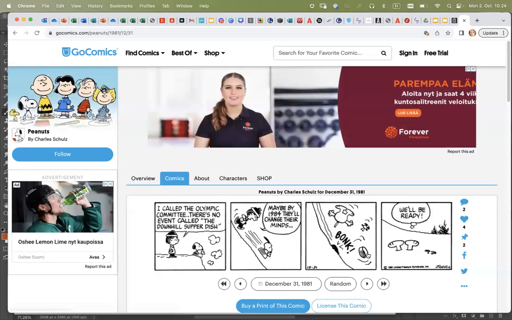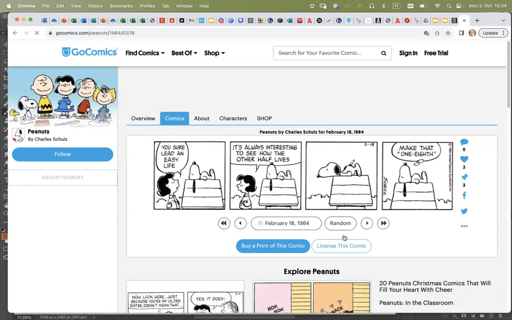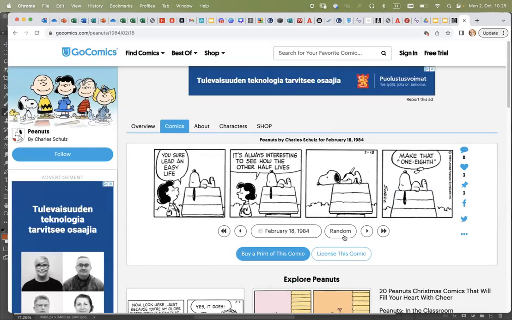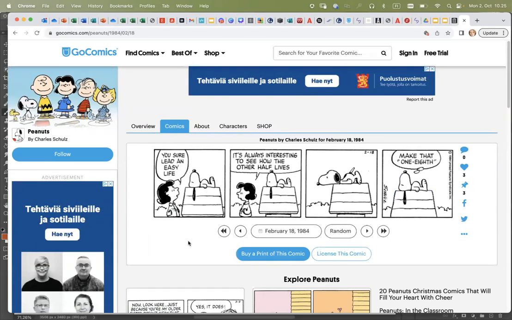As I said before, there are lots of sports related strips in the Peanuts because Charles Schulz really liked sports. Here, instead of Linus, we could just as well have Lucy, I think. And yes, here, for instance, Lucy is criticizing Snoopy for taking her turn.